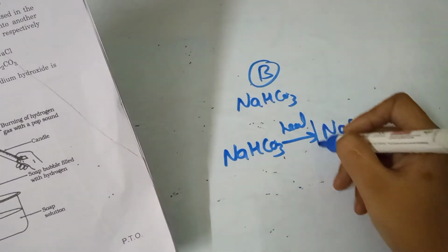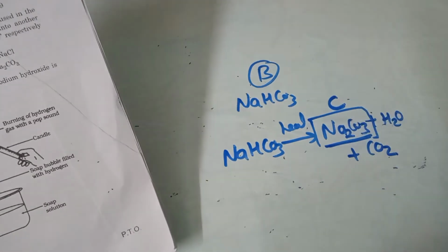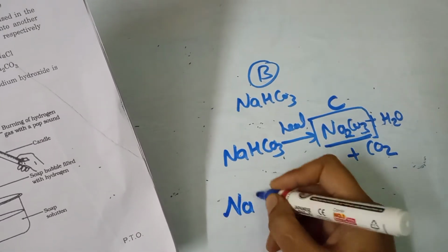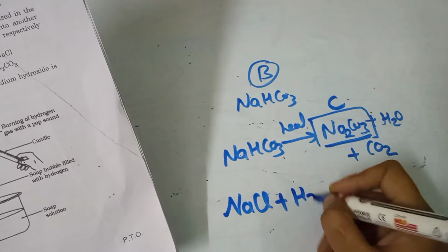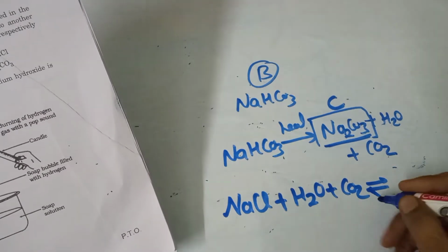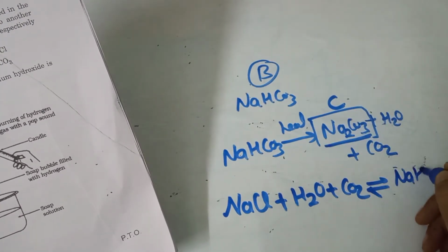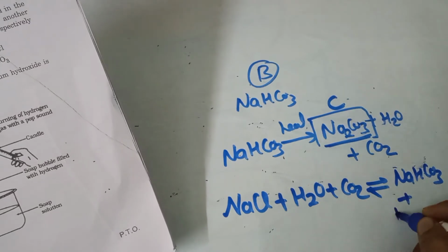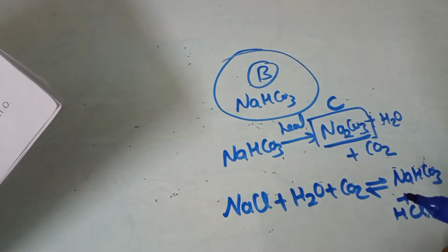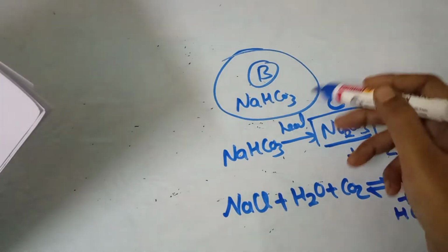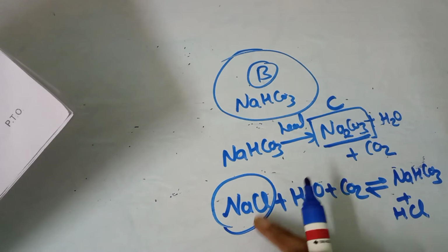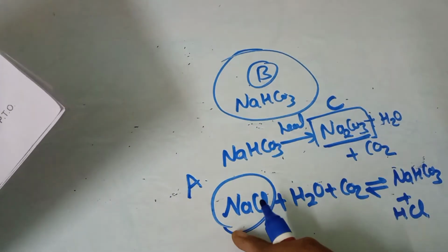So sodium carbonate is the C salt, and salt A we know: NaCl plus H2O plus CO2. In this reaction we get NaHCO3 plus HCl. So salt B is baking soda, salt C is Na2CO3, which is used in making glass, and NaCl is the salt A, which is also a food product.